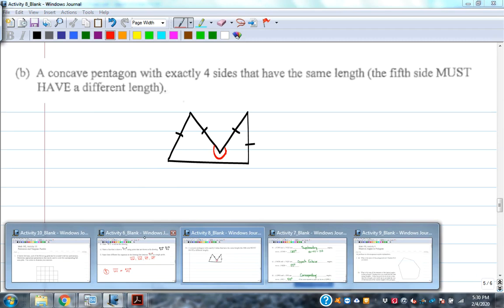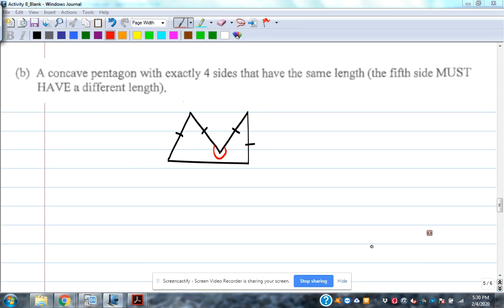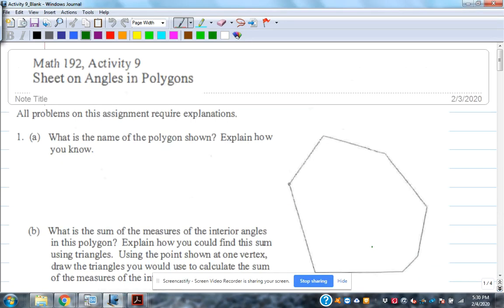Activity 9. Yay. We're getting there. We'll get to 10 and you can really have some fun. Activity 9, angles in polygons. So the first little problem here says, what's the name of the polygon shown in this picture to the right? So what do we name that polygon?